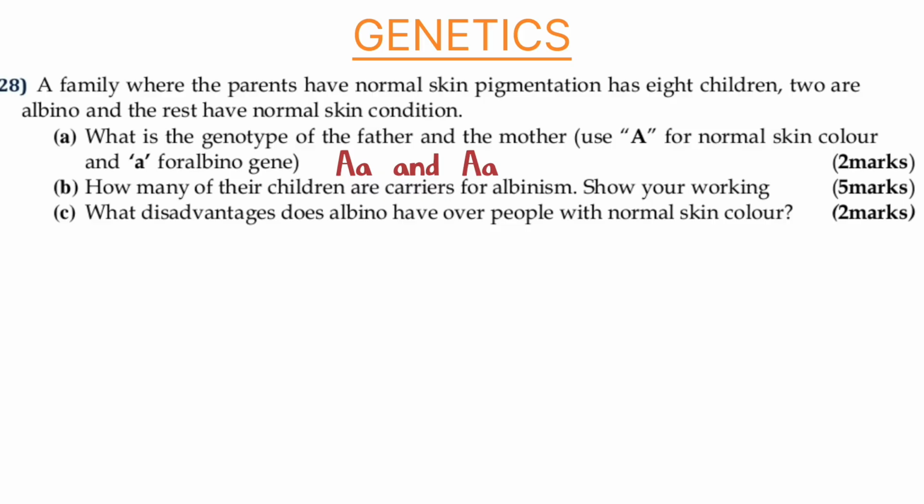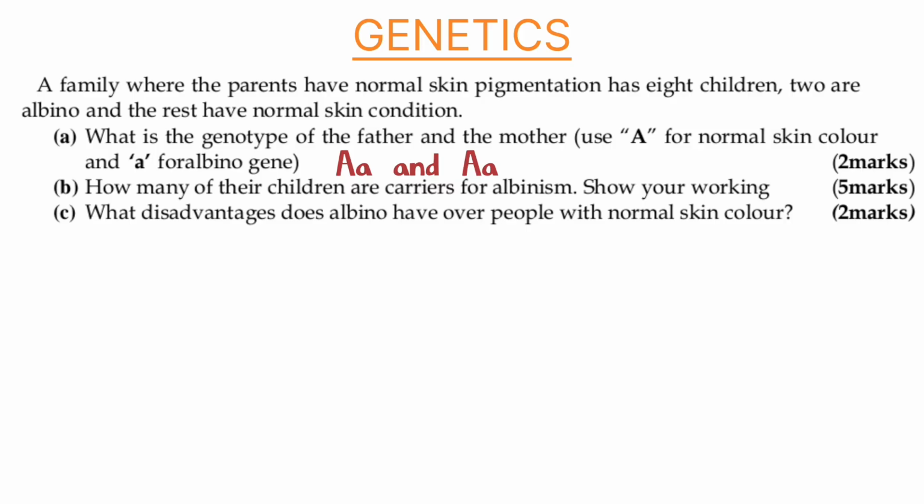Okay, part B. How many of their children are carriers for albinism? Show your working using a genetic cross. Now, to determine the proportion of carrier children, we will use a genetic cross, okay? This is going to help us visualize the possible genetic combinations from a cross between the two heterozygous parents.